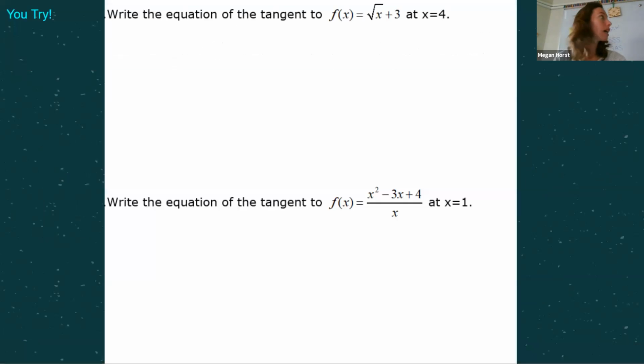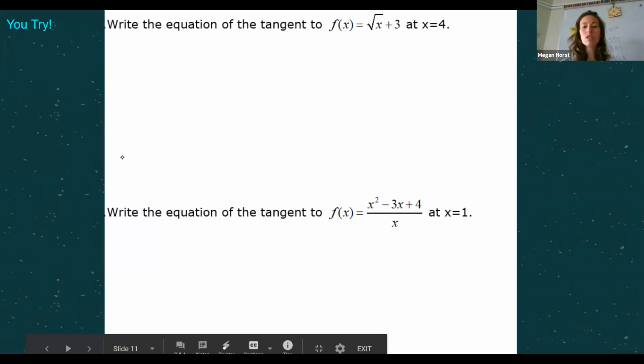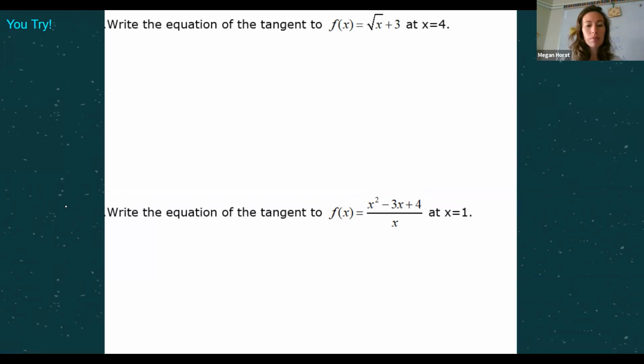All right, last but not least, we're going to write the equation of the tangent line for both of these. I believe you already took the derivative of at least that second one, but we can go ahead and do it again. So we're writing the equation of the line that's tangent to this at x equals 4. So the first thing we need to do is find f prime of x. So I'm going to rewrite this as x to the 1/2 plus 3. So that's going to give me 1/2 x to the negative 1/2. That 3 goes away. So I just get 1 over 2 root x.